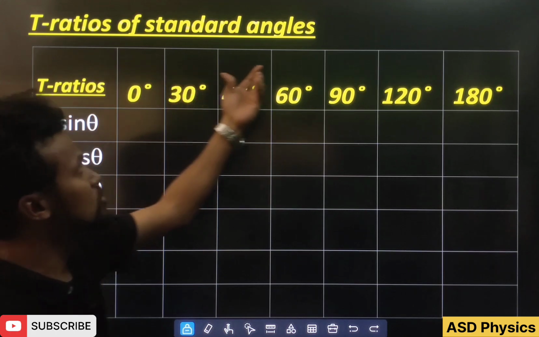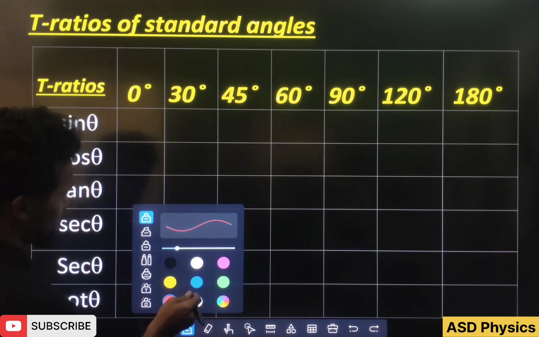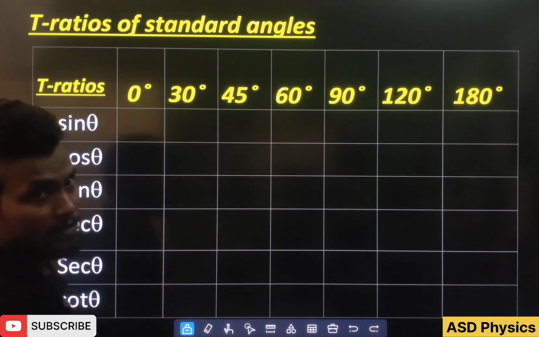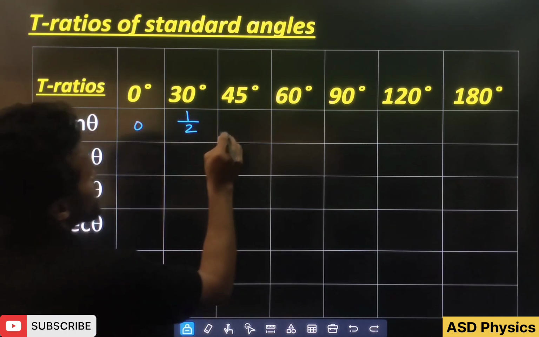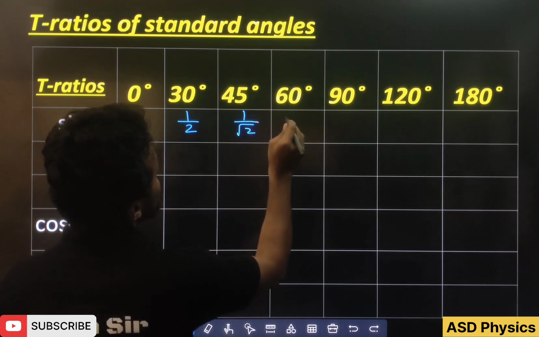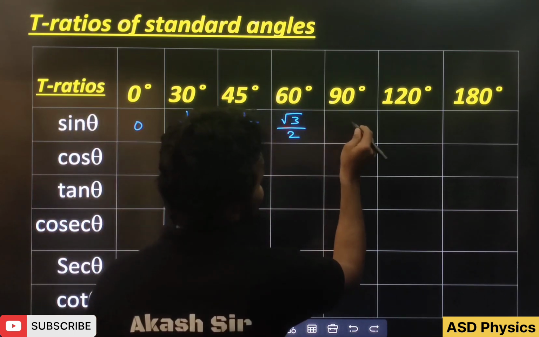Now, T ratios of standard angles. Okay. So see here, I'll just write one by one. Sine theta value, you have to remember. Sine 0 is 0, sine 30 is 1 by 2, sine 45 is 1 by root 2, sine 60 is root 3 by 2, sine 90, how much students here?